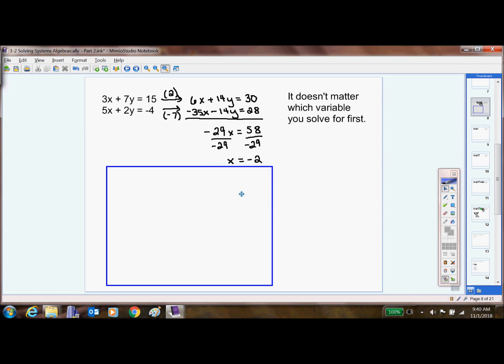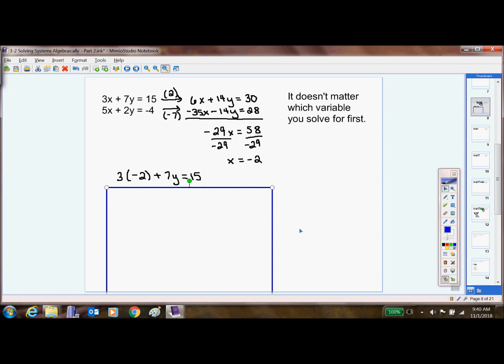And we can go back and once again plug it back in to your choice of equations. I generally like to pick the one without negatives just so that you don't have to deal with as many negatives, but it doesn't really matter. So 3 times negative 2 plus 7y equals 15. Go ahead and finish solving that off. And then after you finish solving it, we will move on.